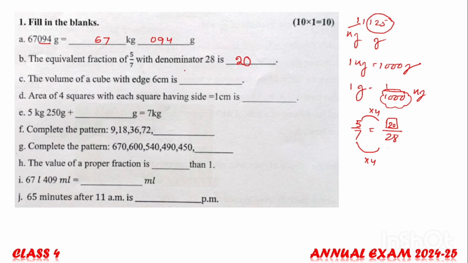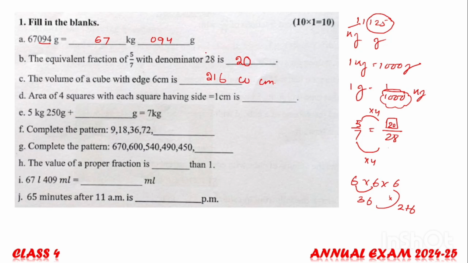Next, the volume of the cube. Cube volume means h into h into h. So h equals 6, so we multiply 6 three times. If we multiply 2 times, that is 36. Again we multiply with 6, that is 216. So the answer is 216 cubic centimeter.